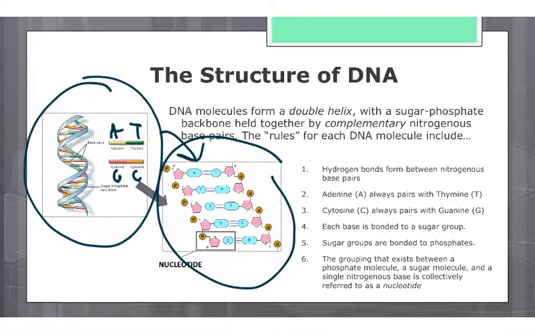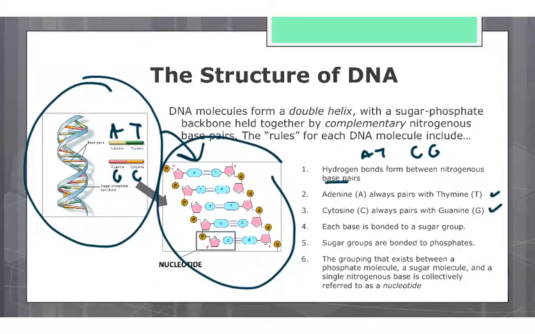So DNA molecules form a double helix with a sugar phosphate backbone held together by complementary nitrogenous base pairs. The rules for DNA molecules include, first one, hydrogen bonds form between the base pairs. So remember, our base pairs are the A-T and C-G because they're the pairs that go together. Adenine will always pair with thymine. Cytosine will always pair with guanine.